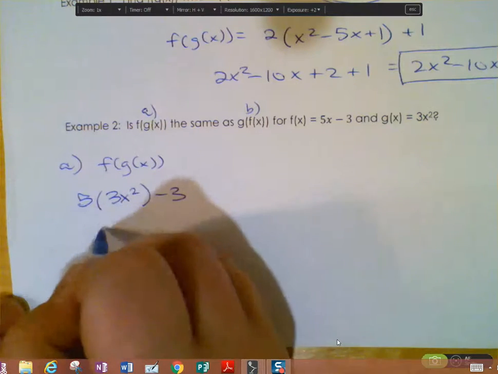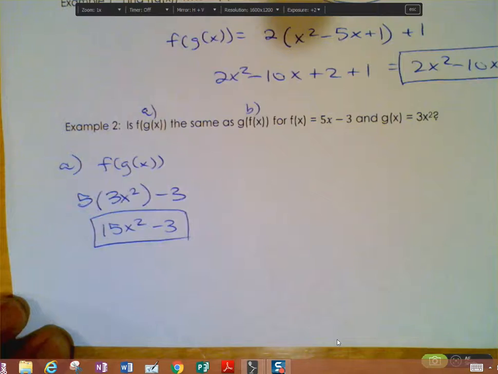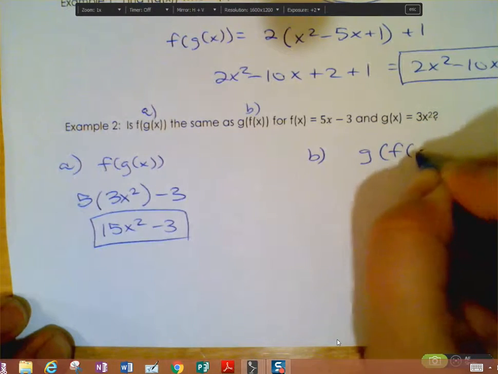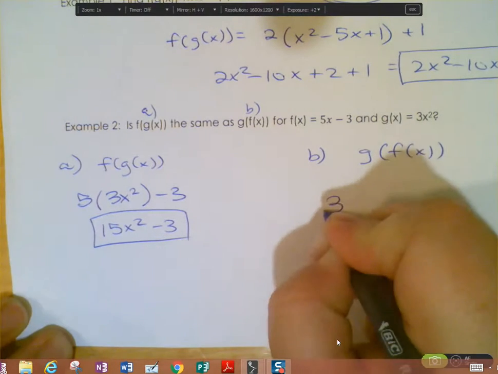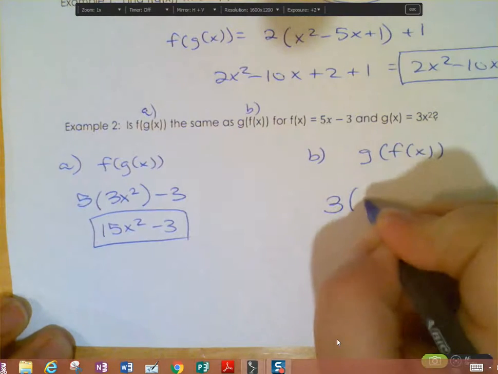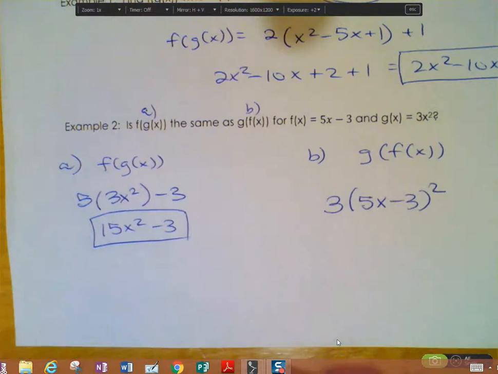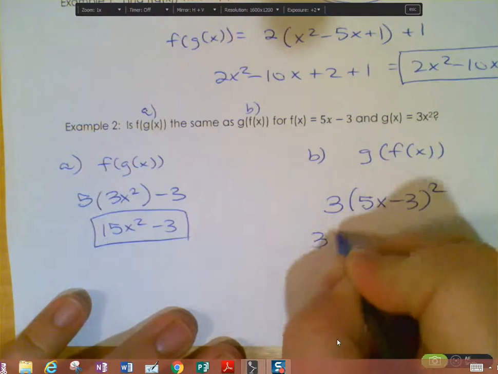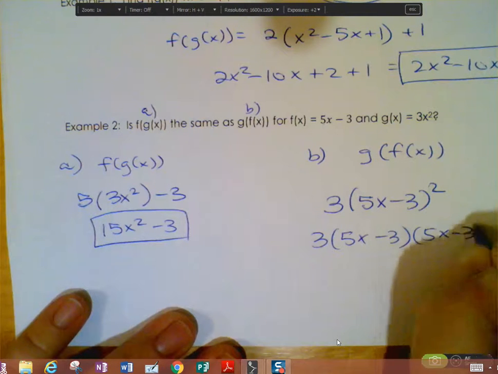Simplify that. 5 times 3 is 15. 15x squared minus 3. Not too bad. So the second one is g of f of x. Let's start with the g function. 3 times my x, so I've got to put all of my f of x in there. So 3 times (5x minus 3) squared. What does this mean? It really means 3 times (5x minus 3) times (5x minus 3).